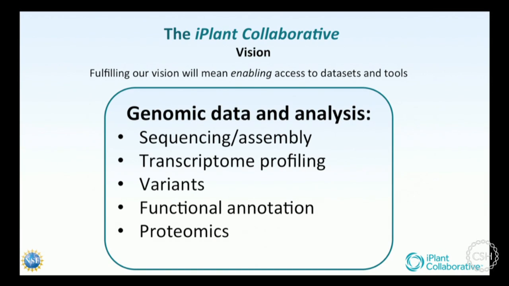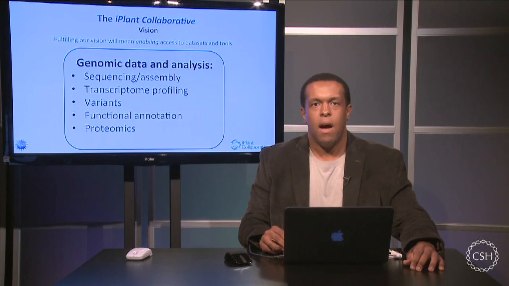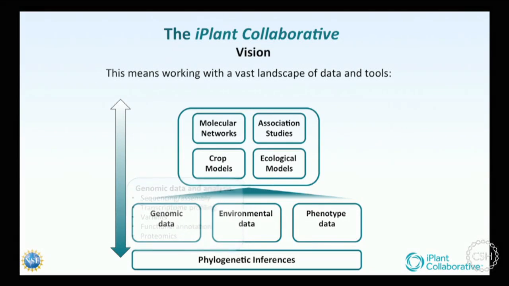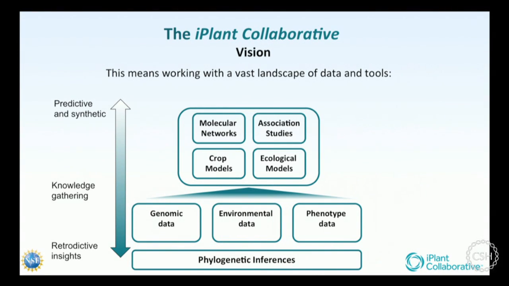So what does that mean? Well, fulfilling our vision definitely means enabling access to a number of things, tools and data sets. Certainly the ones at the forefront of what people are working with are in the genomic realm: sequencing and assembly, transcriptome profiling, variant calling, functional annotation, proteomics. The whole measure of these scientific analyses and data sets are what guide and have shaped this technology trend in biology. But working with this vast landscape of data and tools, it's not just genomic data that we have to worry about.